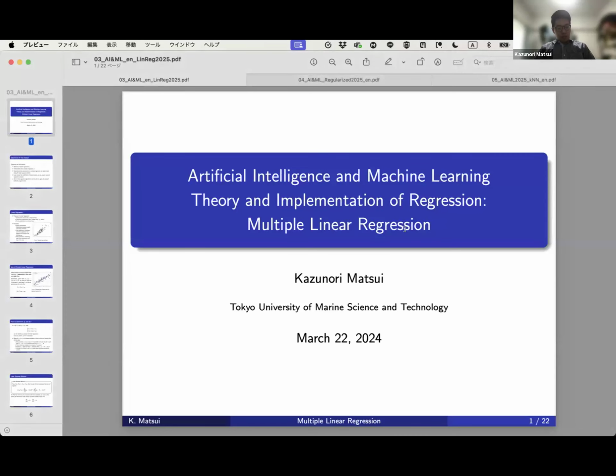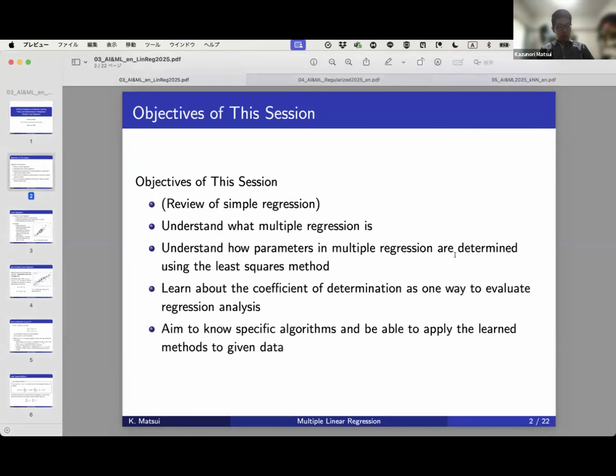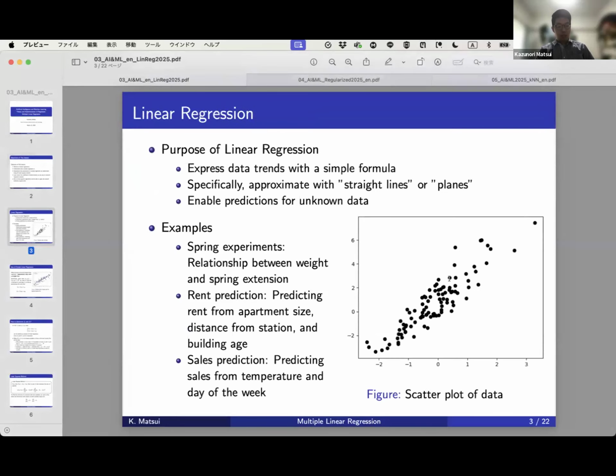Hey, I would like to review our last class. In our previous session, we talked about multiple linear regression. Linear regression aims to approximate data with a straight line or plane, which makes it possible to predict unknown data.